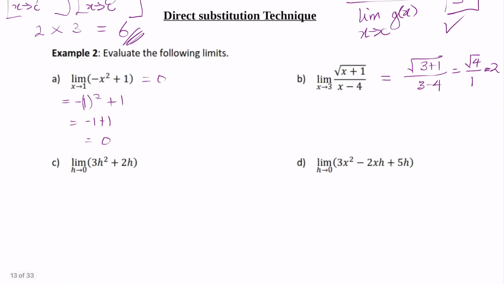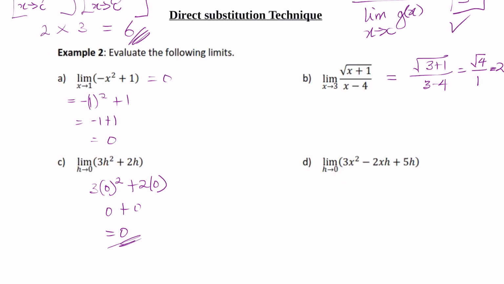Question C. Again, we are going to use the method of direct substitution. So we're going to substitute 0 wherever we see h. So this gives us 3 times 0 squared plus 2 times 0. This gives us 0 plus 0, which is 0.